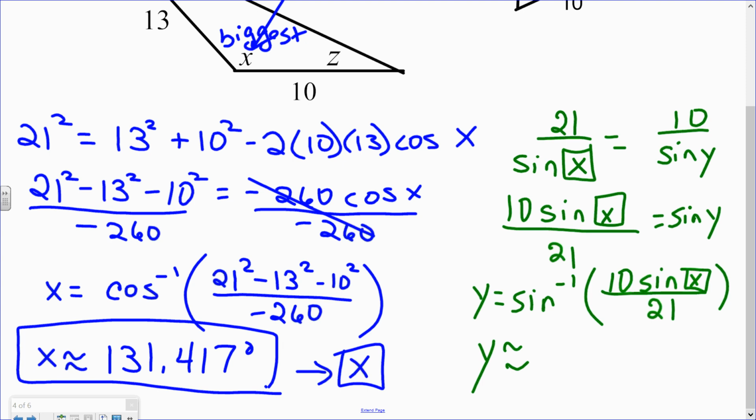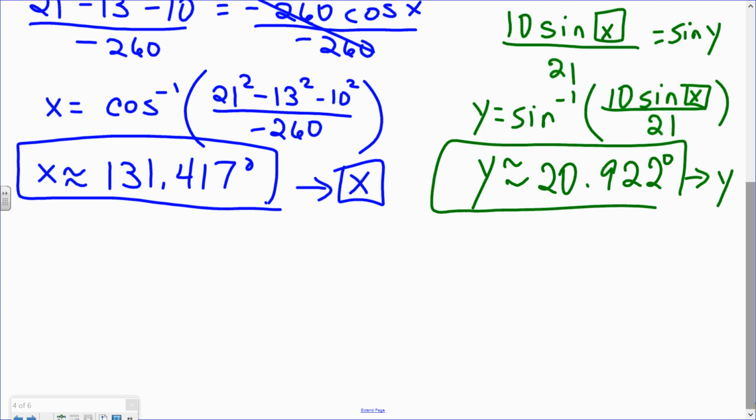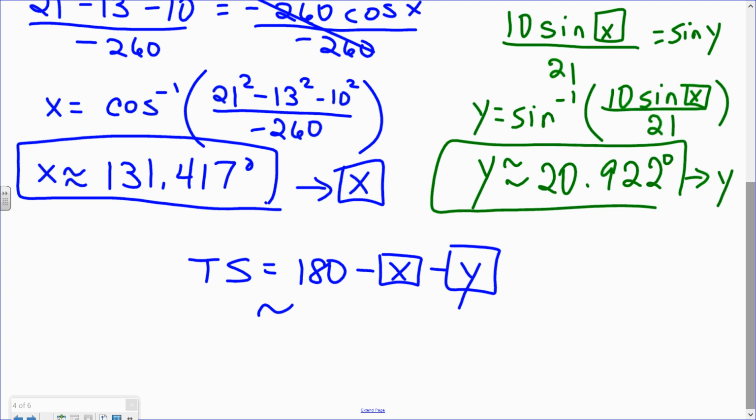Emily, you have it? Emily B? What'd you get? 20.922. How does that look to everybody? And then let's store that as y. So now how are we going to get our last angle? Triangle sum. We just need to take 180 minus the x that we've stored minus the y that we've stored. And that will give us z, which is our final angle.